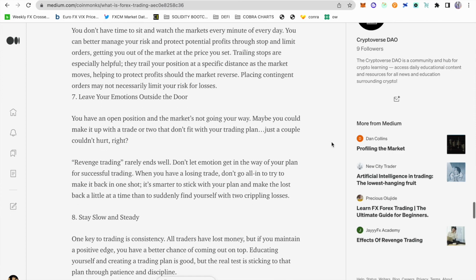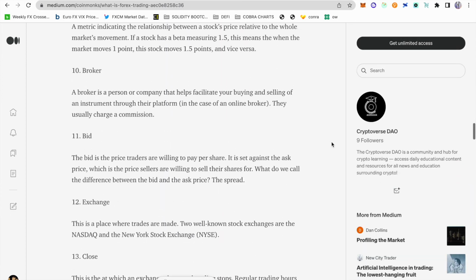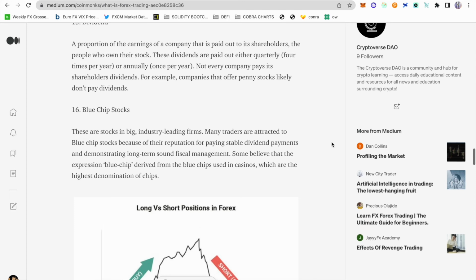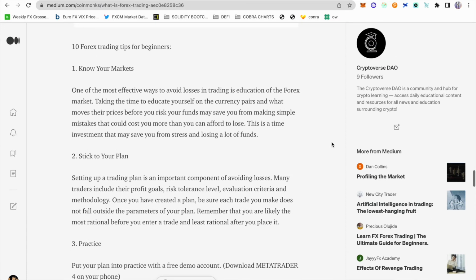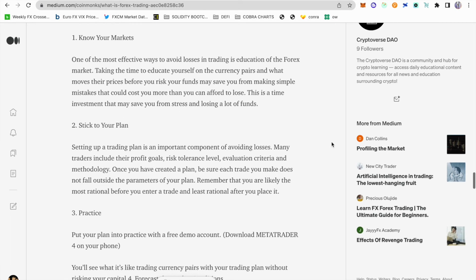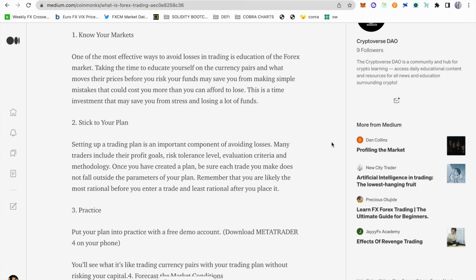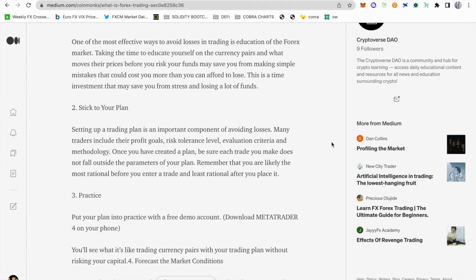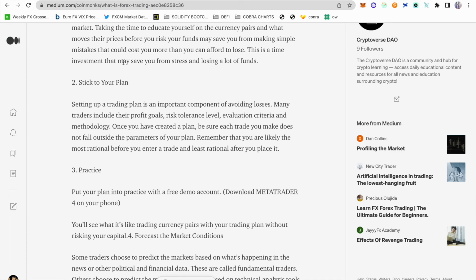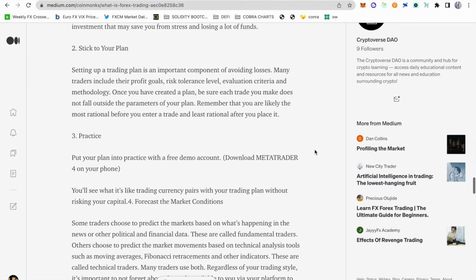So now that we've been through these abbreviations, it's important to understand a good strategy to trade, right? So here are 10 Forex trading tips for beginners. Know your markets. One of the most effective ways to avoid losses in trading is education of the Forex markets. Taking the time to educate yourself on the currency pairs and what moves their prices before you risk your funds may save you from making simple mistakes that could cost you more than you can afford to lose. This is a time investment that may save you from stress and losing a lot of funds.